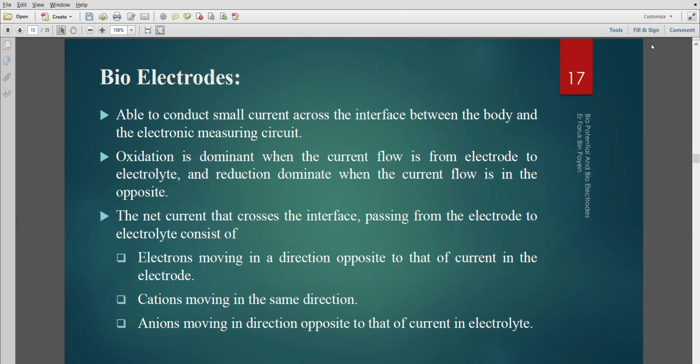Oxidation is dominant when the current flow is from the electrode to the electrolyte. Reduction is dominant when the current flow is in the opposite direction. So do you know what an oxidation is? Addition of oxygen. Reduction is removal of oxygen.